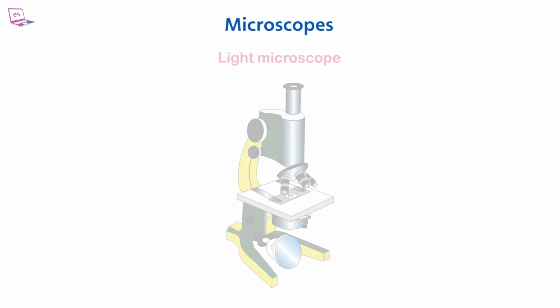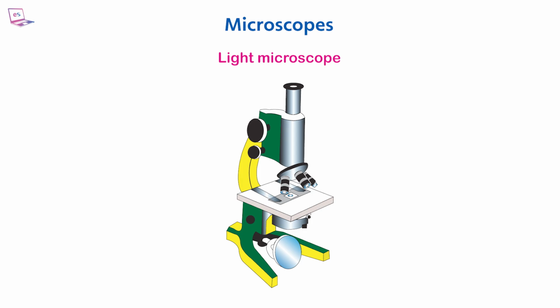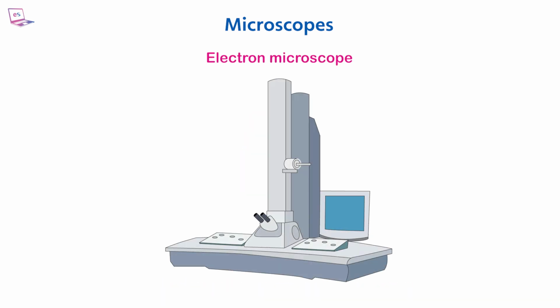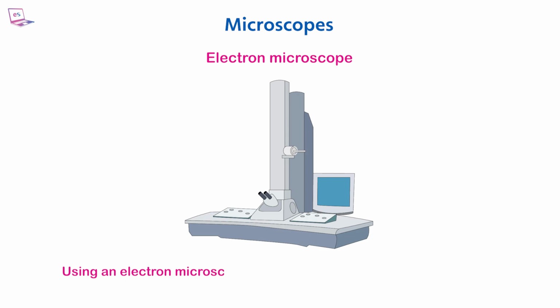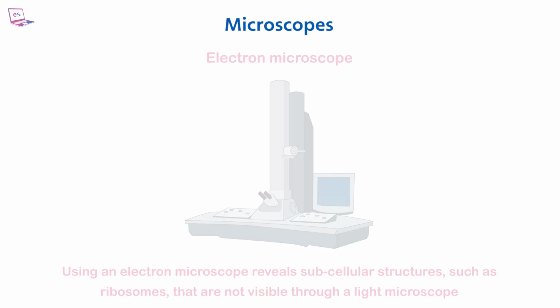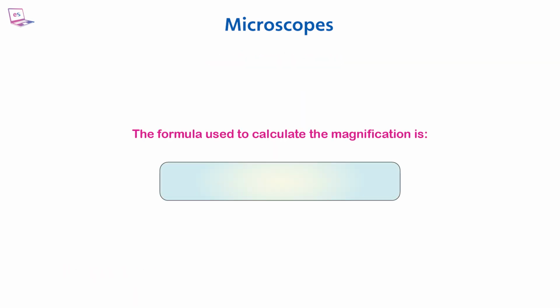Microscopes. A light microscope is used to magnify and view the samples of living organisms. It is also called an optical microscope. Electron microscope can be used to view the cellular structure of a specimen. It utilizes a beam of electrons as its source of illumination. Using an electron microscope reveals subcellular structures, such as ribosomes, that are not visible through a light microscope. The formula used to calculate the magnification is magnification equals image size over actual size.